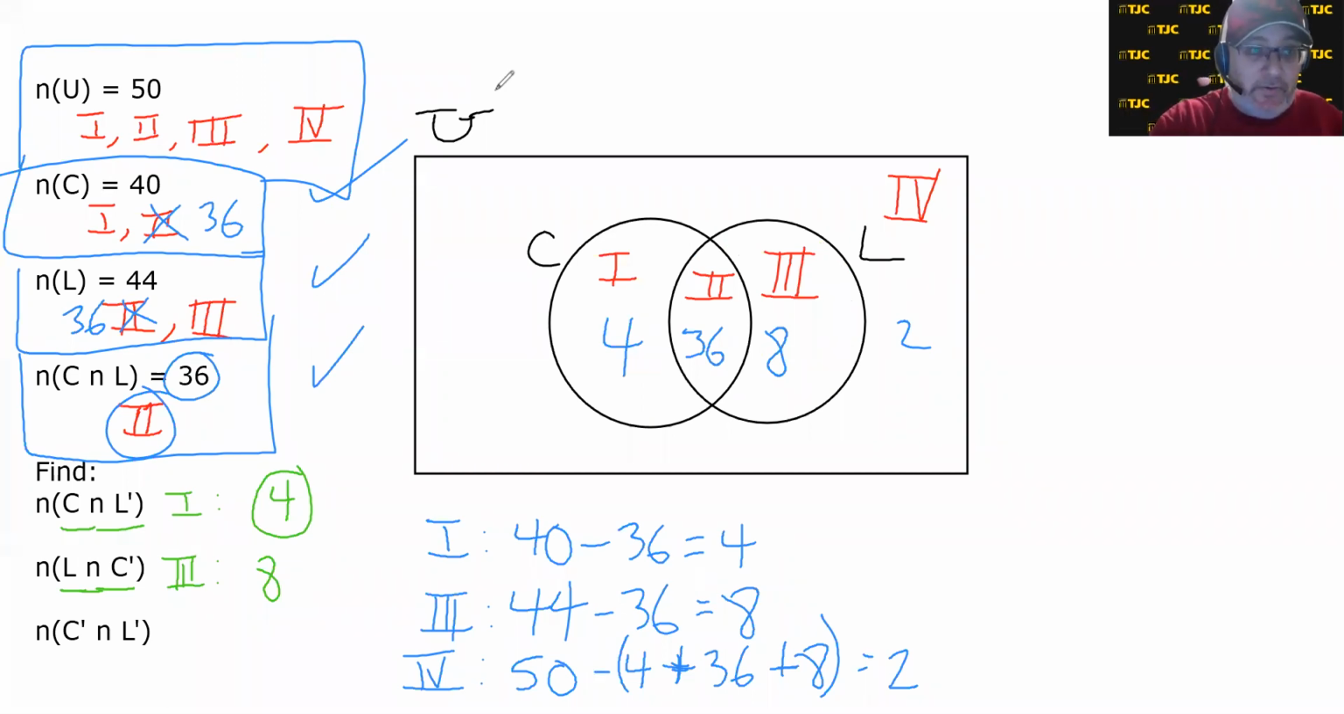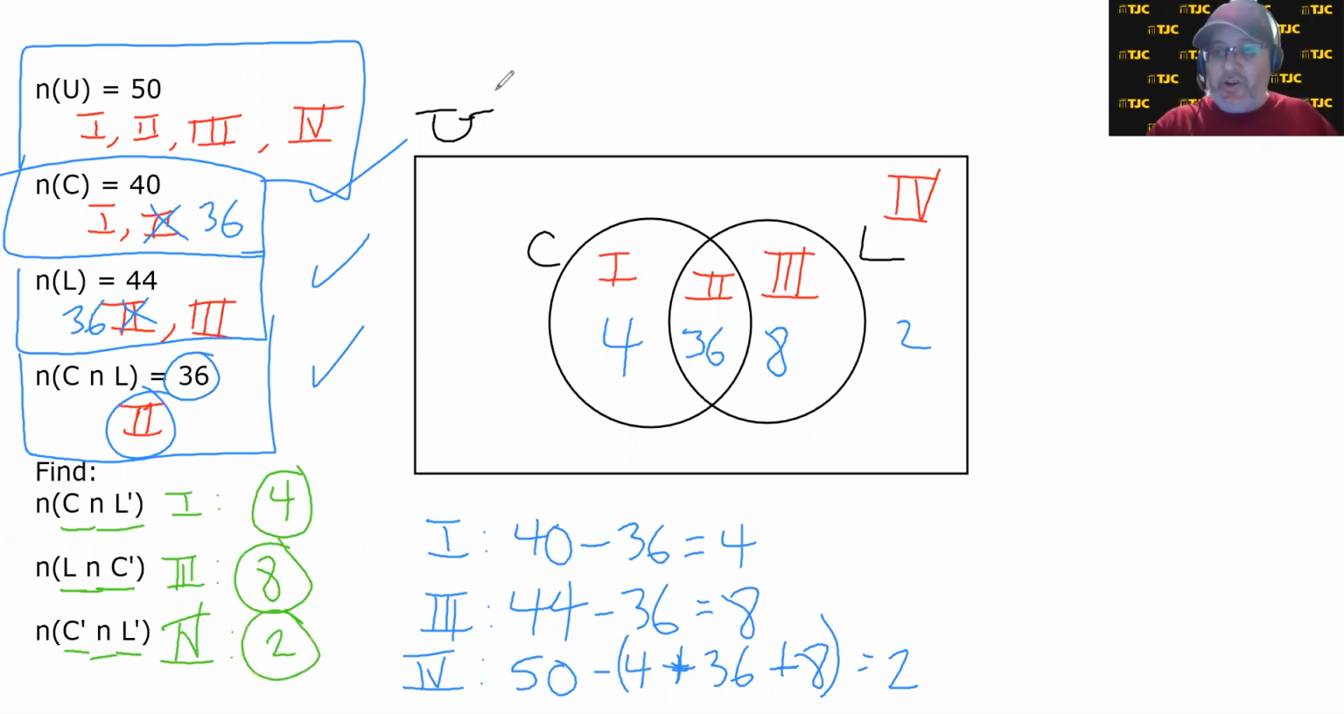And for the last one, the cardinality of C complement intersect L complement. That means what's the cardinality of the region that is outside of circle C and outside of circle L? Well, which region is outside of both circles? That would be region 4. And there are 2.